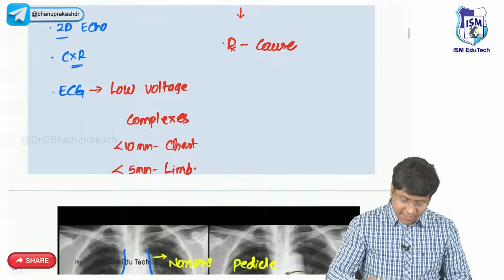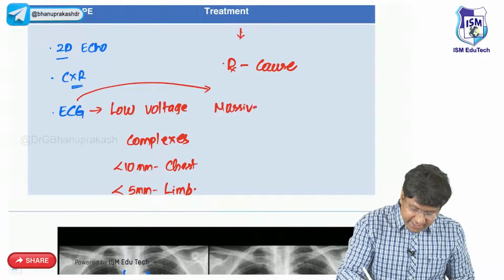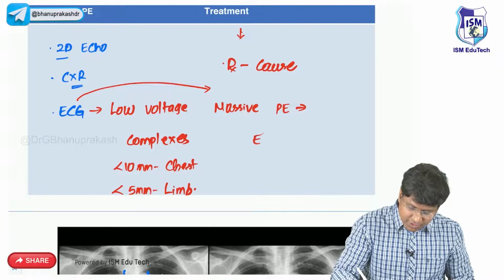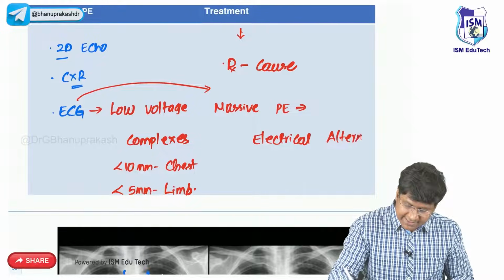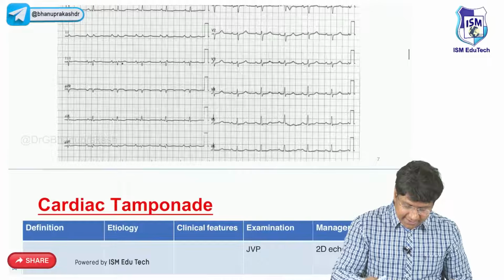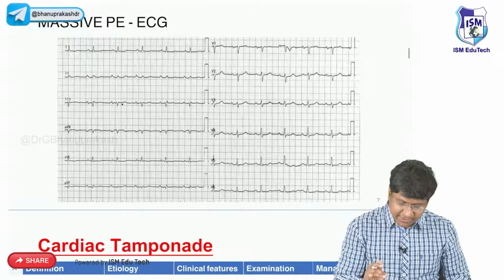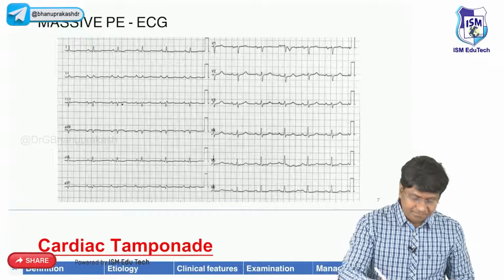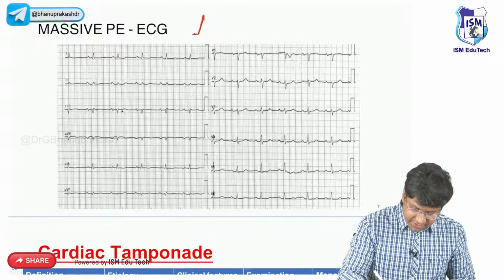Okay, right now. And one more important ECG finding is, suppose if there is massive pericardial effusion, then you get what is called the electrical alternans. What do you understand by this word, electrical alternans? See, if you see this ECG, in this you don't have the electrical alternans. This is actually low voltage complex. What is electrical alternans? One complex will be tall and the other complex will be small.